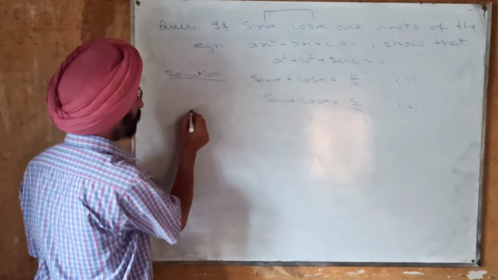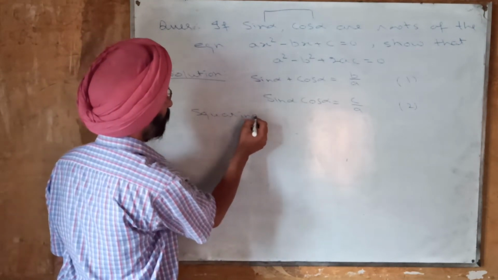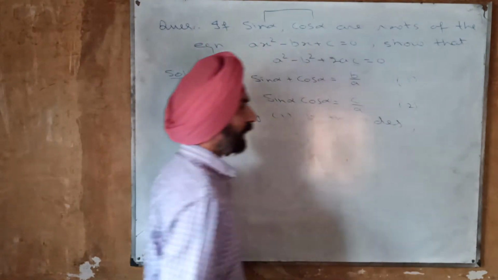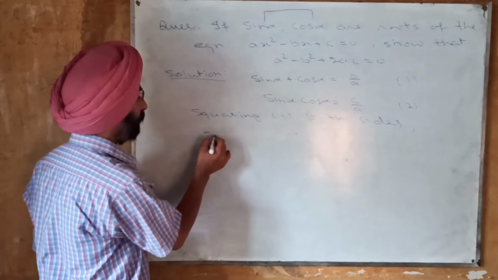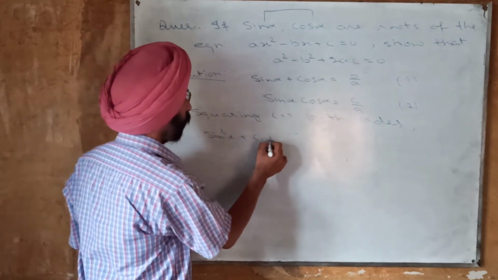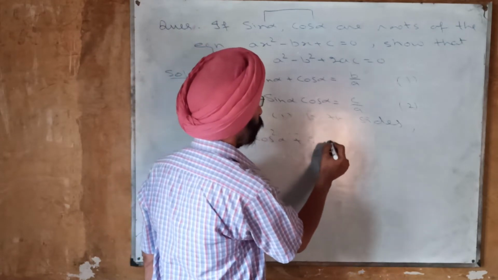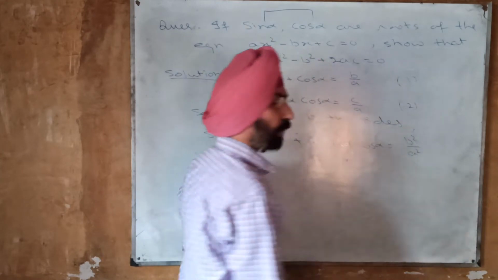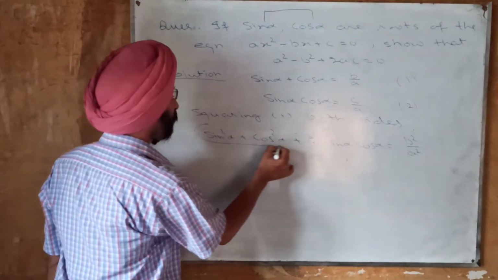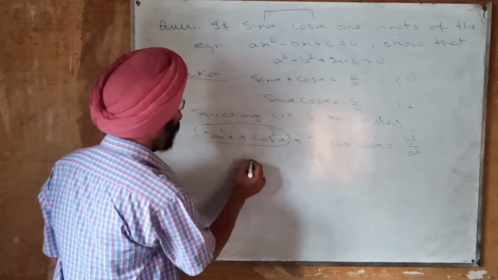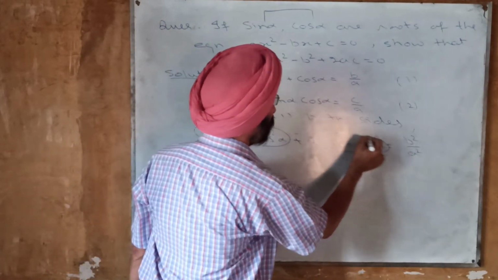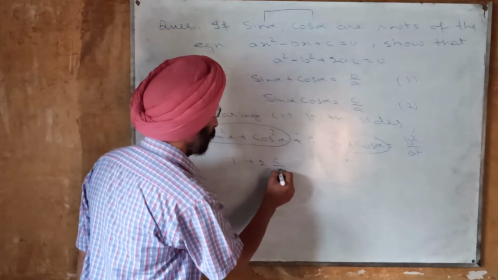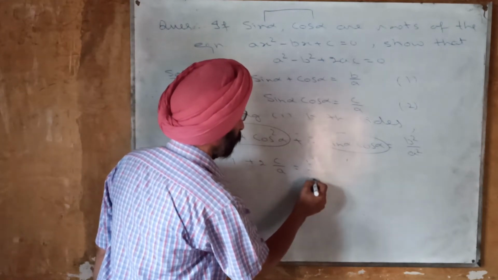Squaring 1 both sides, what are we going to get? We will get sin square alpha plus cos square alpha plus 2 sin alpha cos alpha is equal to b square upon a square. Now this sin square alpha plus cos square alpha is 1, plus 2 sin alpha cos alpha. From equation number 2 it has value c upon a. So 1 plus 2c upon a is equal to b square upon a square.